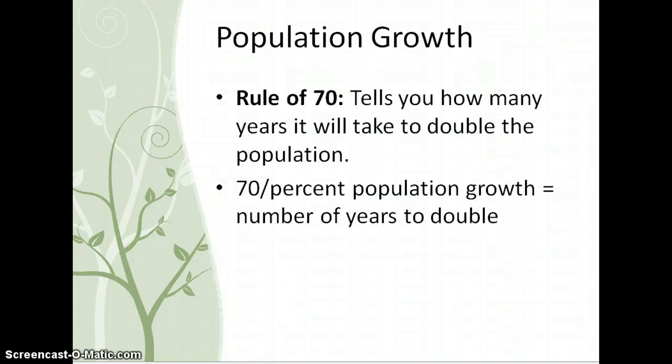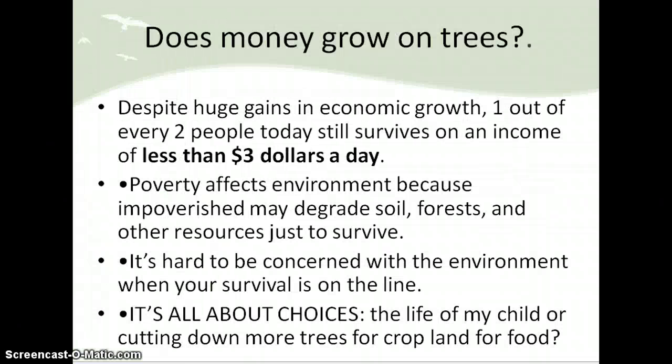You can calculate the number of years it will take a population to double using the rule of 70. The rule of 70 tells you how many years it will take for the population to double. You take 70, divide by the percent population growth, which may be 1%, 2%, 15% population growth, whatever the percentage might be. Do that division, and that will tell you the number of years it takes the population to double.